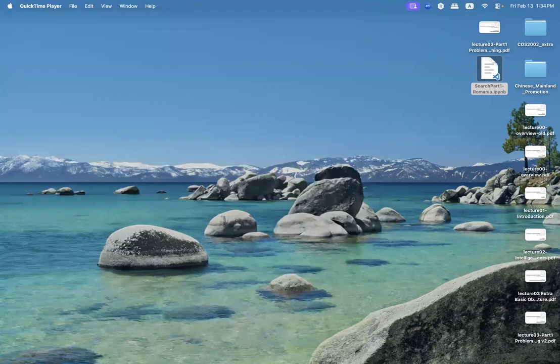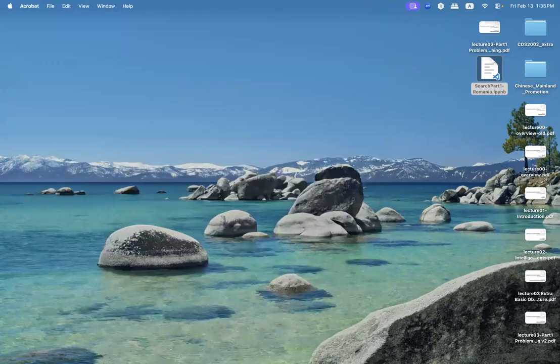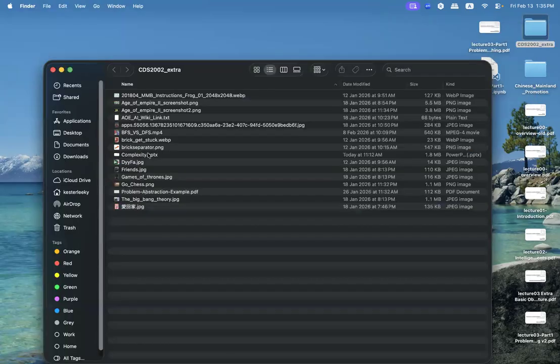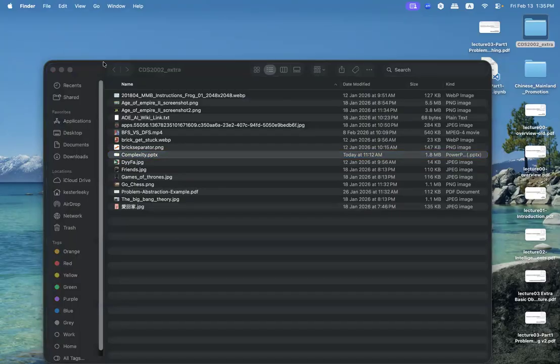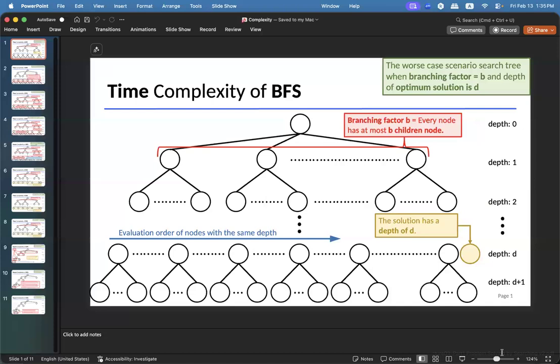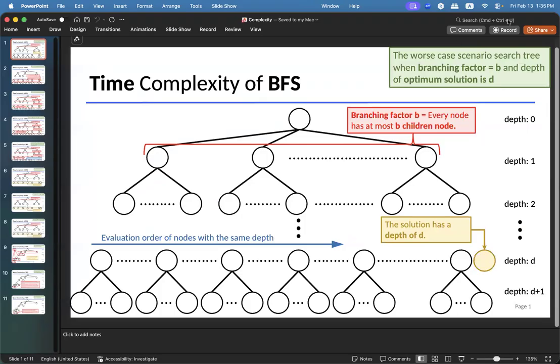And for the time complexity and the space complexity, I will talk about it with an extra PowerPoint. So as you can see here, this is a slide that discusses the time complexity of breadth-first search. In this slide, what you can see here is a search tree.